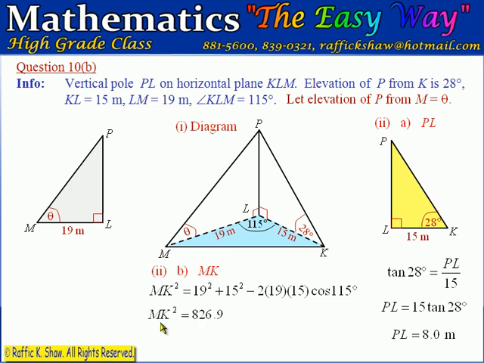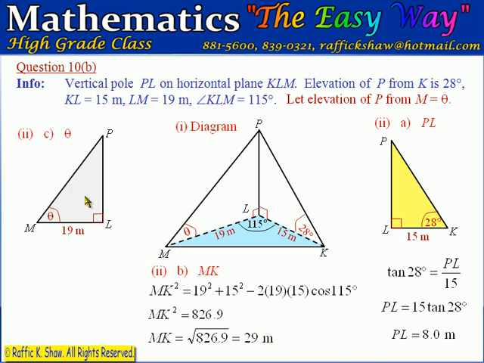826.9, and then we can take the square root of both sides to find MK, and that works out to be MK equals the square root of 826.9, which is equal to 29 meters. That's the two significant figures, 29 meters. Alright, and then now let's look at the third part of this question.